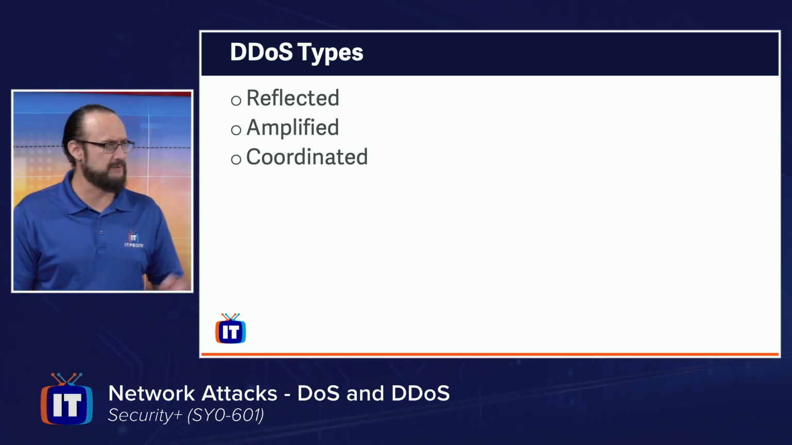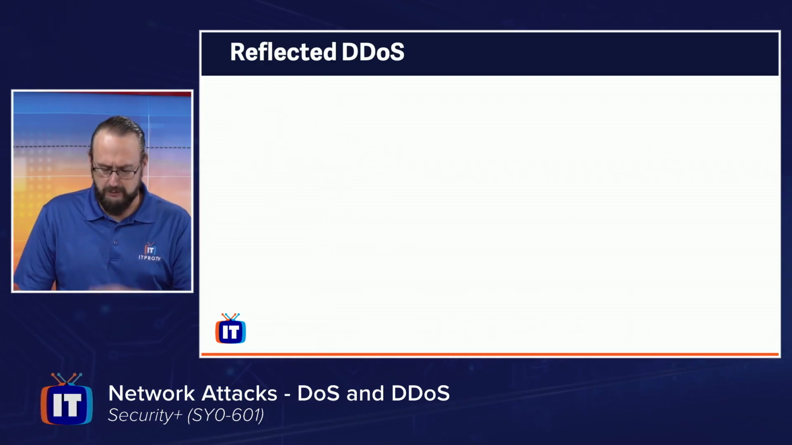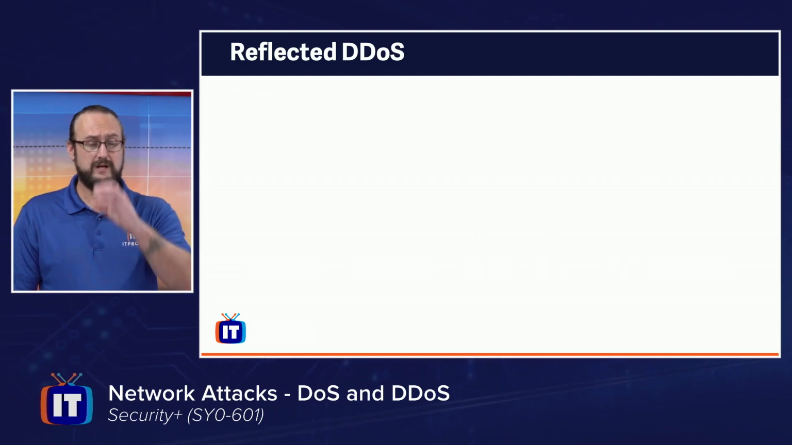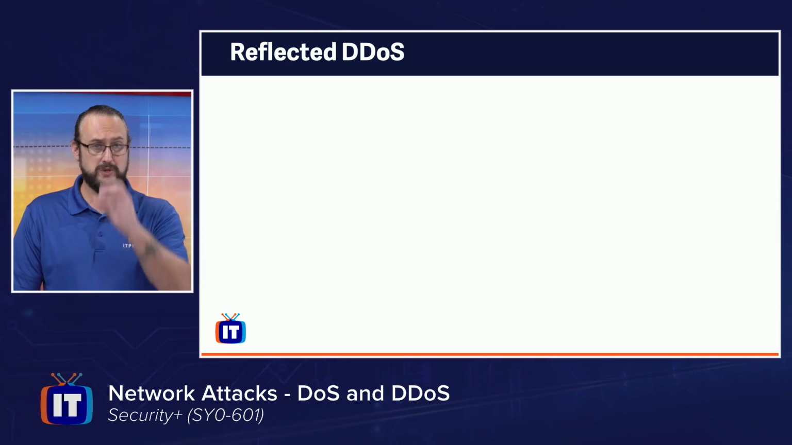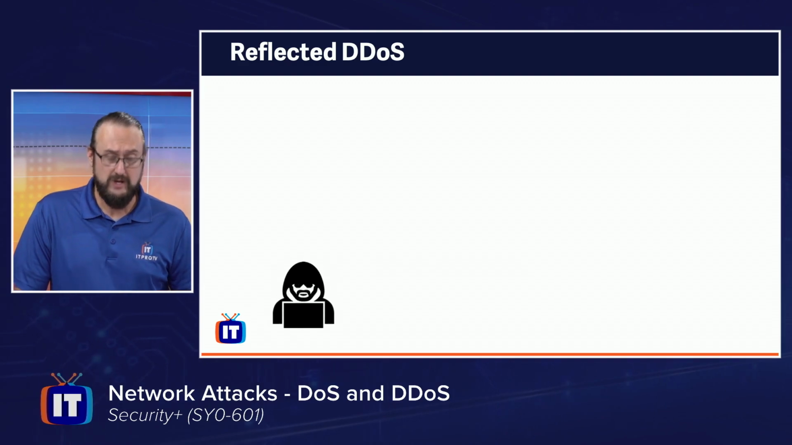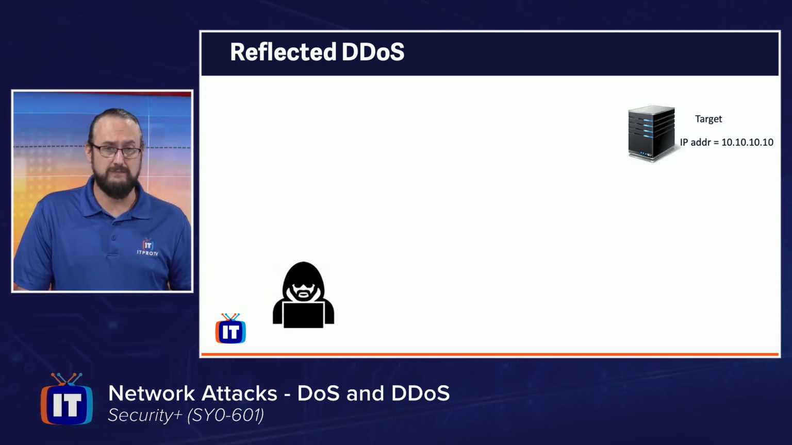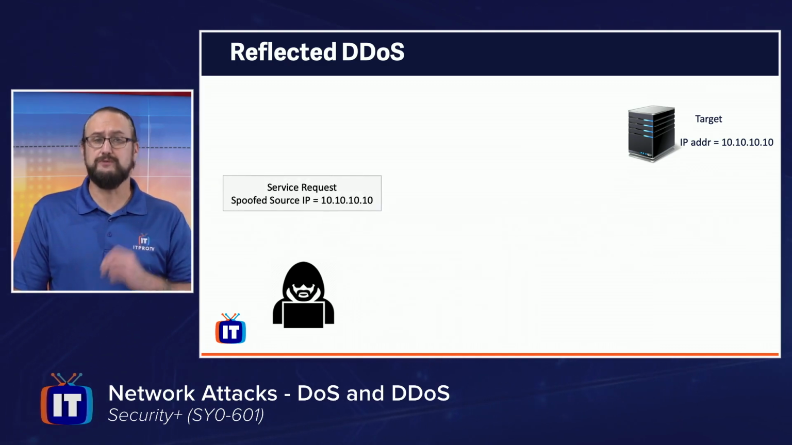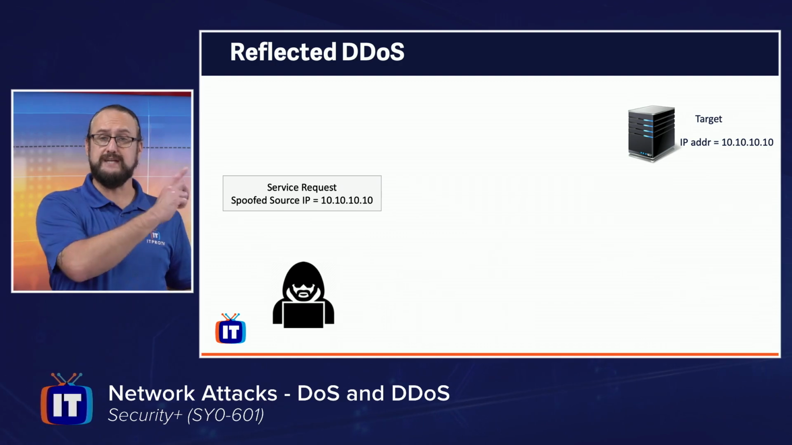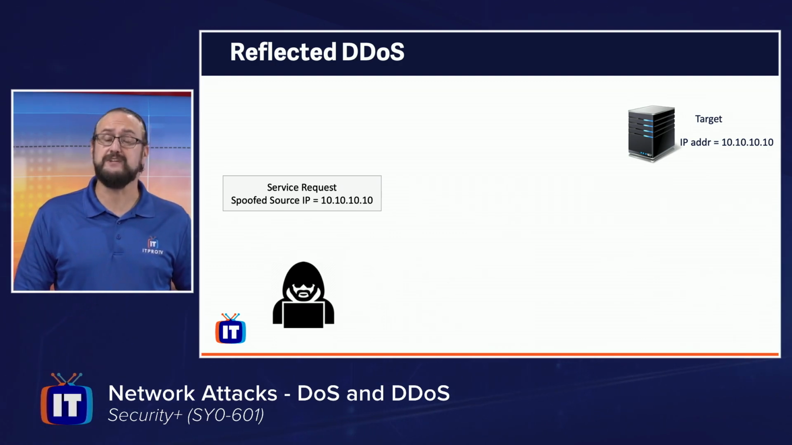Let's go ahead, Dan. What do you say we start with a reflected attack? Let's hit it. All right, so with the reflected attack, this is going to require a little bit of manipulation of the TCP/IP source address within the packet that the attack is going to be launched with. So we've got our well-groomed attacker here. Our target has this IP address. So the attacker spoofs the source IP address. So even though it's coming from the attacker, the source of the request, the service request in this case, looks like it's the target of the attack, the victim of the attack.